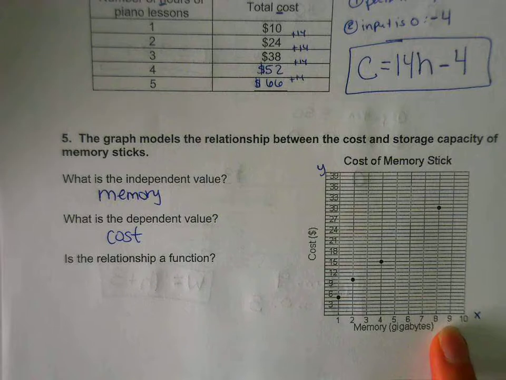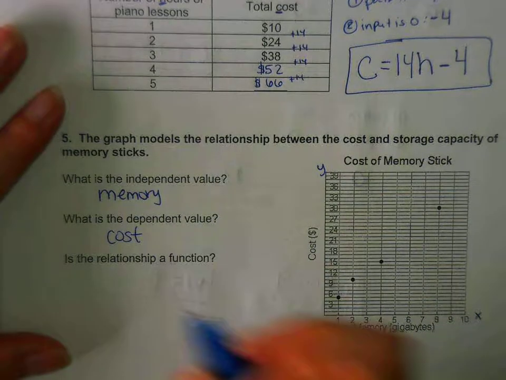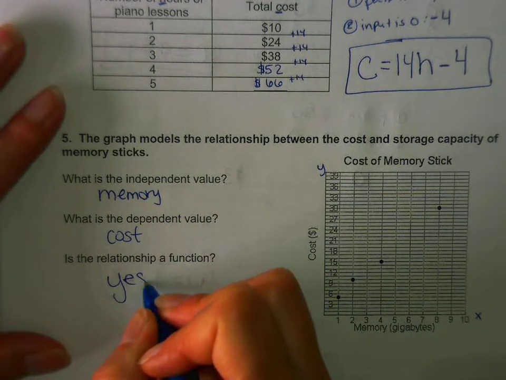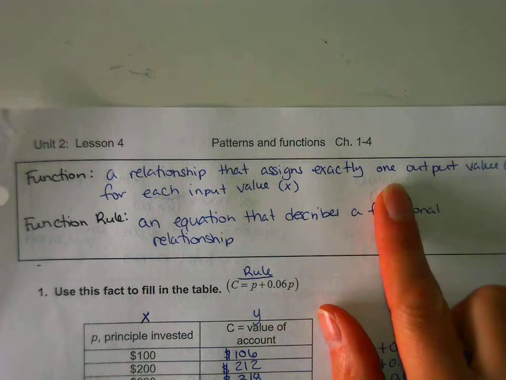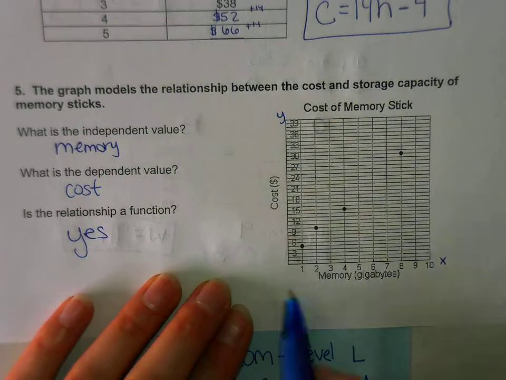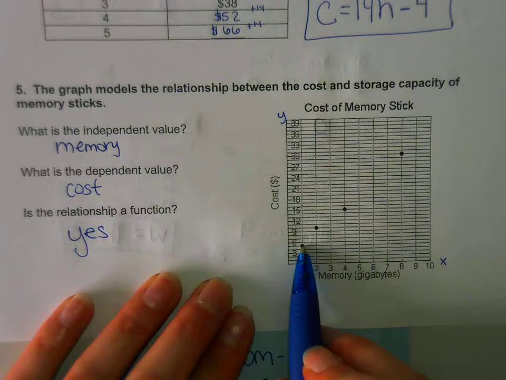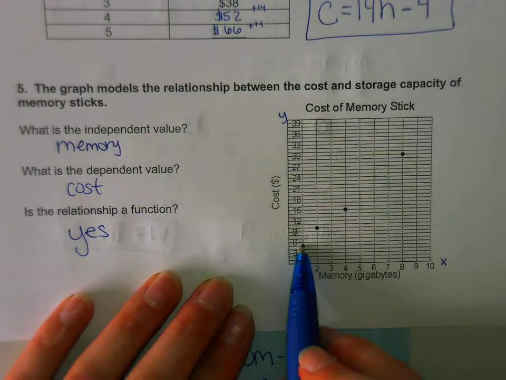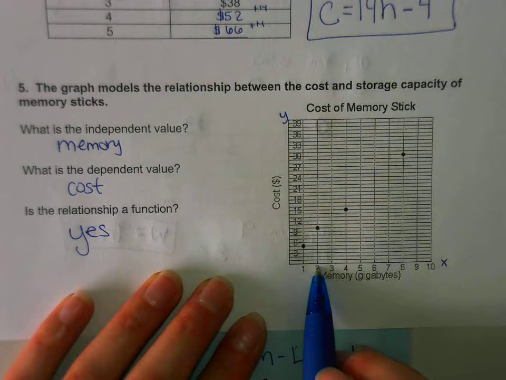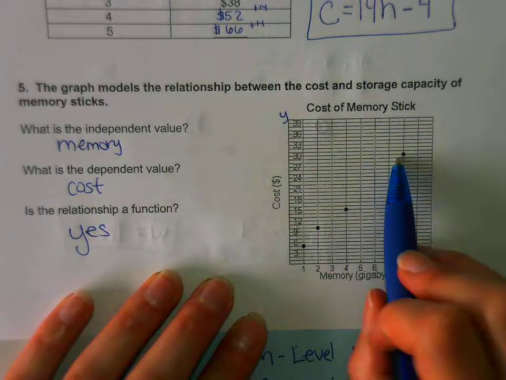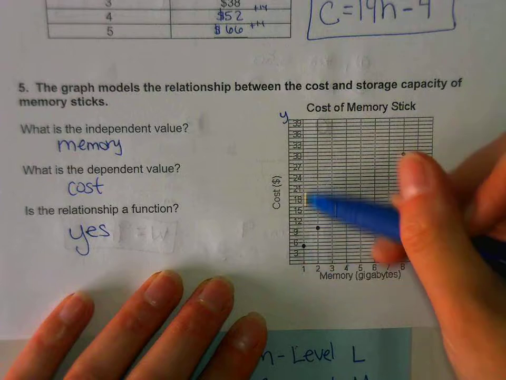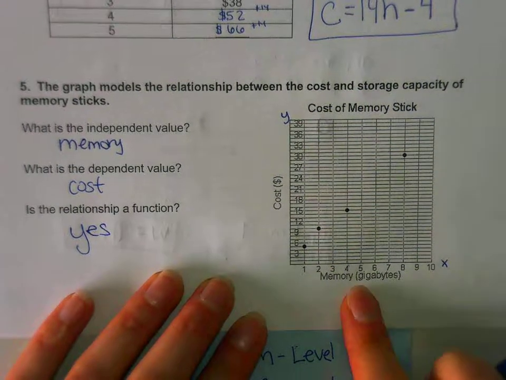Is the relationship a function? Yes, this is a function. We stated before that a function is the relationship that assigns exactly one output value for each input. So when I had an input of 1, I only have one output value. When I have this one, I only have one output. One input, one output, one input. So you're looking to see here, there's only one dot on each of those, so this is a function.